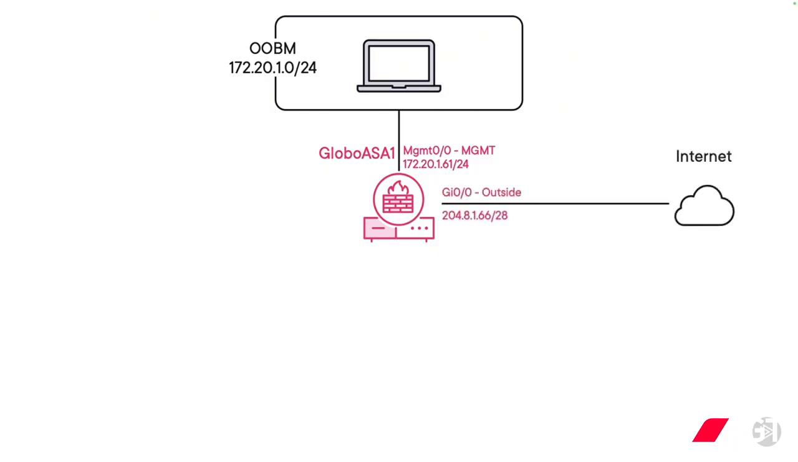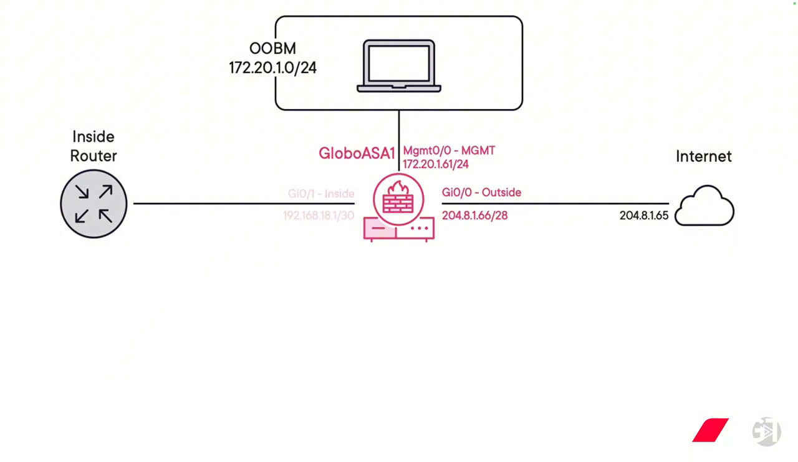Next, the ASA will use Gigabit Ethernet 0/0 to connect to the internet. The name of this interface will be Outside, and it will have an IP address of 204.8.1.66 with a 28-bit subnet mask. The default gateway for the ASA will be the IP address of the ISP, which is 204.8.1.65. Gigabit Ethernet 0/1 will connect to the inside router.